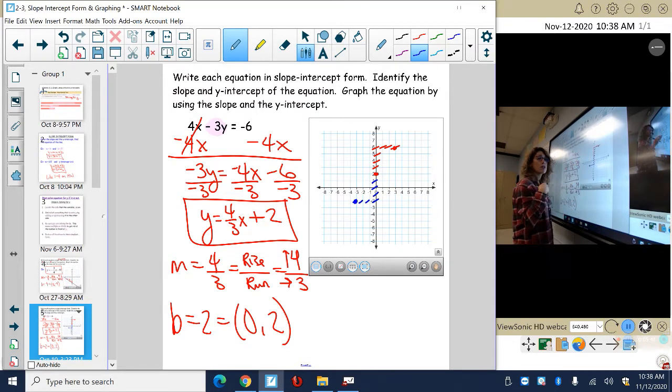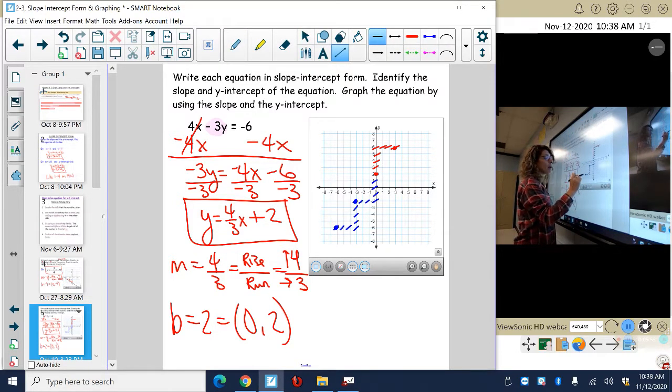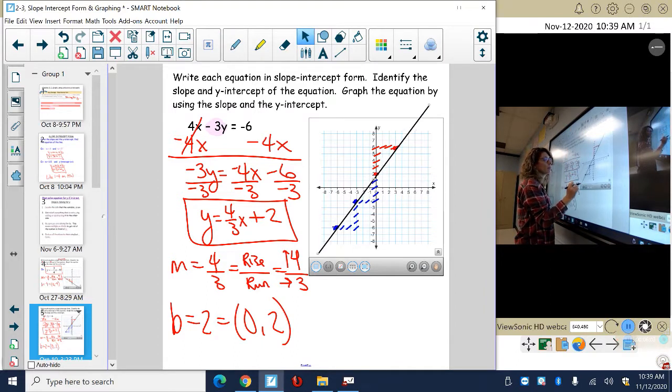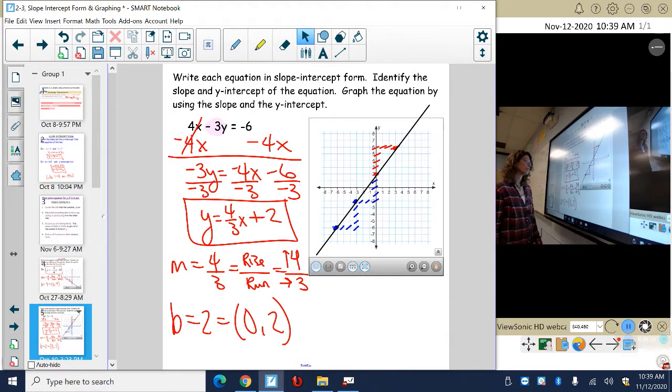As long as the slope of my line is positive, I can go in the opposite direction. So I can go down 1, 2, 3, 4, and then to the left 1, 2, 3. And notice I'm still getting a positive sloped line. Okay? And there's my line.